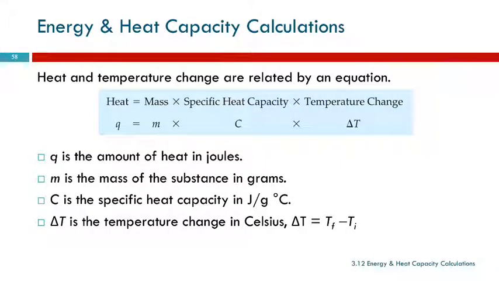So of course we have to do some calculations with this. So here's the equation. The heat required to change the temperature is going to be equal to the mass of the object times the specific heat capacity times the change in temperature. The more substance there is, the more heat it's going to take, right? And the bigger the temperature change, the more heat.